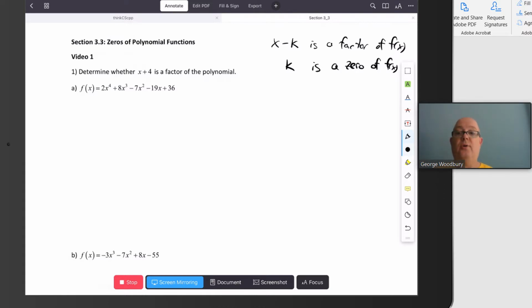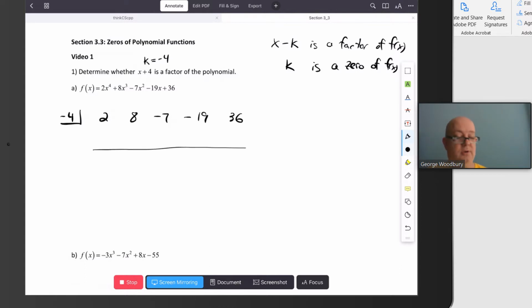So if I want to find whether x plus 4 is a factor of this first polynomial, I need to do synthetic division with k being -4 and examine the remainder. So I'm going to list my -4. The largest degree term is x to the 4th, and I've got an x cubed, an x squared, an x, and a constant. So we're ready to go. Copy down those coefficients of 2, 8, -7, -19, and 36. And we'll do the synthetic division.